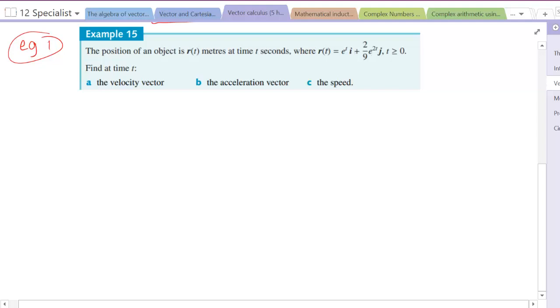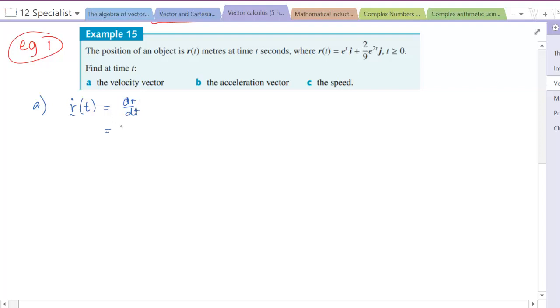So we're given a position vector, and for part A, we're trying to find the velocity vector, part B, the acceleration vector, and then part C, we want to find the speed. So when we consider the velocity vector, we know that the velocity vector is going to be this r dot. And to get that, we're looking at dr/dt, the derivative of that original function.